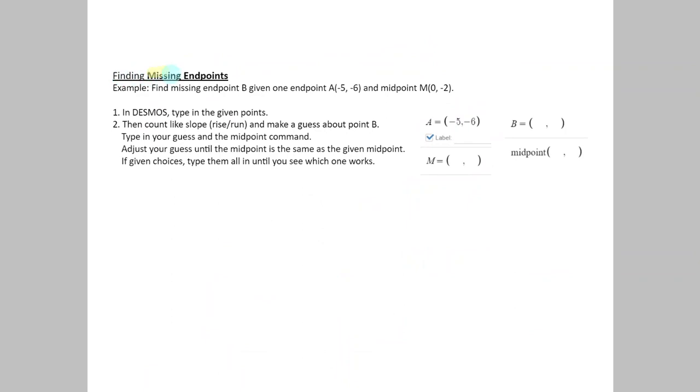Find missing endpoints. For example, find missing endpoint B given one endpoint A is -5, -6, and the midpoint M is 0, -2. We start by, in Desmos, typing in the given points. So we have the given points: one endpoint, -5, -6. We of course click to label it, and then we type the midpoint M is 0, -2.